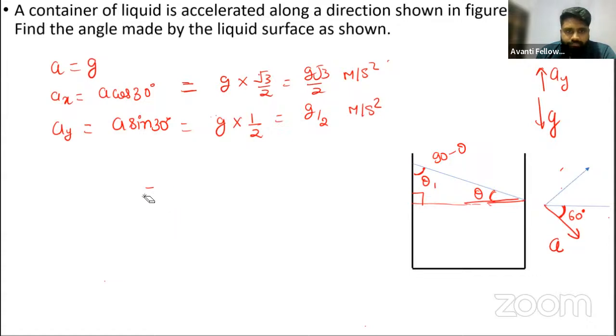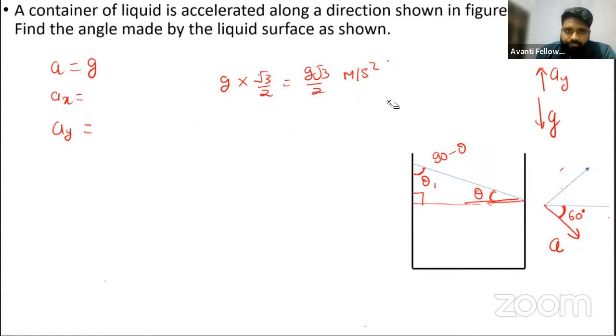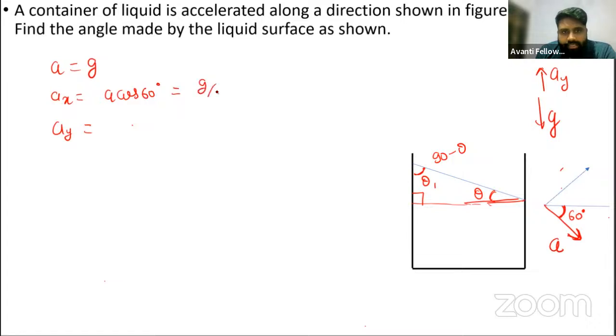Calculate the value. This time AX and AY would also change. So this time acceleration is in downward direction, making an angle 60 degree with the horizontal. So we have AX as A cos 60, which is G by 2. So cos 60 is 1 by 2.